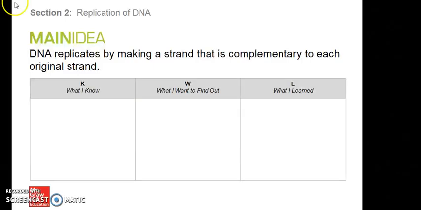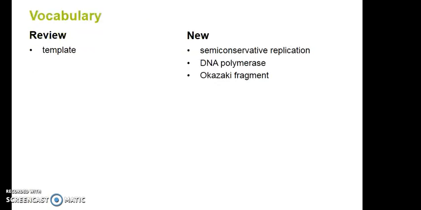Chapter 12, Section 2, Replication of DNA. DNA replicates by making a strand that is complementary to each original strand. New vocabulary words to be concerned with for this chapter: semi-conservative replication, DNA polymerase, and Okazaki fragments.